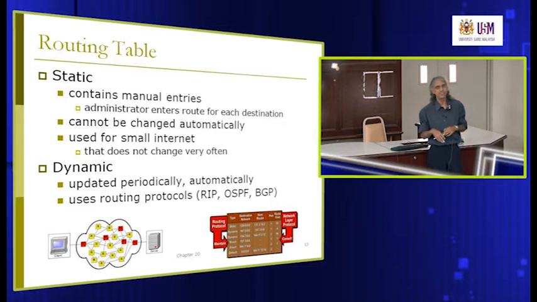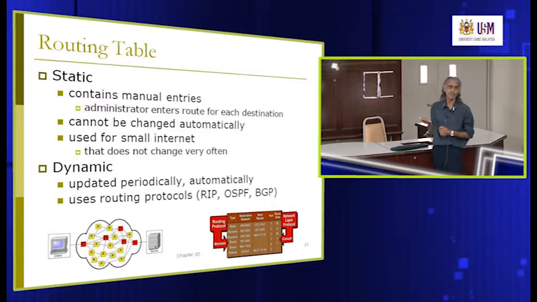For example, our USM network will be too large. But our School of Computer Science network is not too bad. We can use static routing within our school, between the floors, between the labs, and so on, because there are not too many of them. But the problem is that if the routers change, or if the users change, or the IP addresses change, then we have a problem. Then we have to go and reconfigure the router.